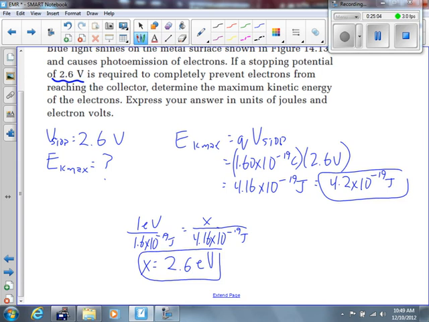A lot of people ask me this question: is it always going to be the same as the number of volts? If you're dealing with an electron, yes. Yes, it will. If you're dealing with an electron, yes, it will. Why? Because we define electron volt as the energy in joules gained by an electron as it goes through a potential difference of 1 volt. Okay?